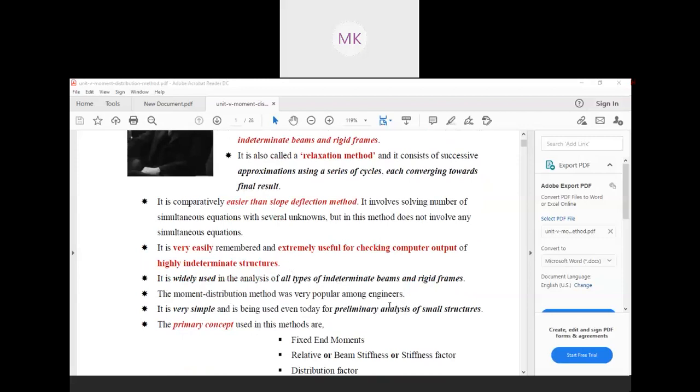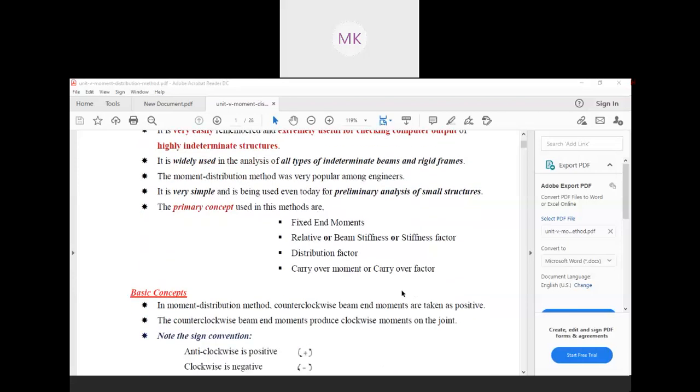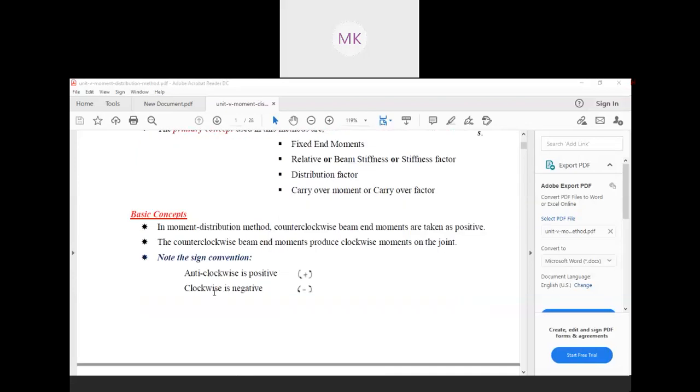The primary concepts of this method are that we need to find the fixed end moment, then the relative or beam stiffness or stiffness factor, distribution factor, and carryover moment or carryover factor. I think all of you have heard these things. Still, we will discuss them. So, what is the basic concept of this method?